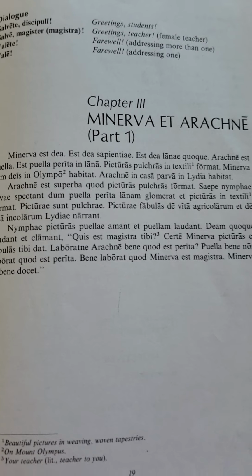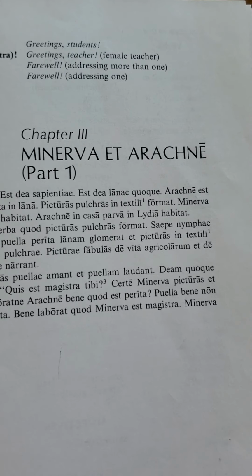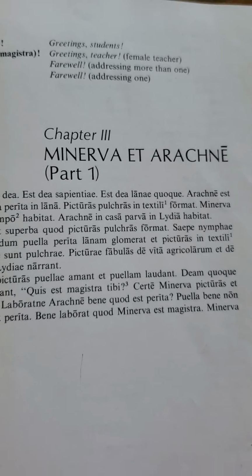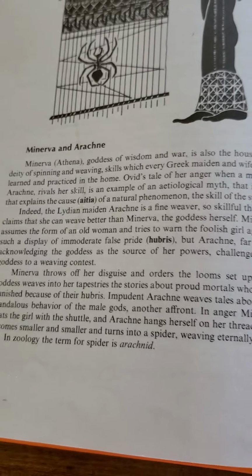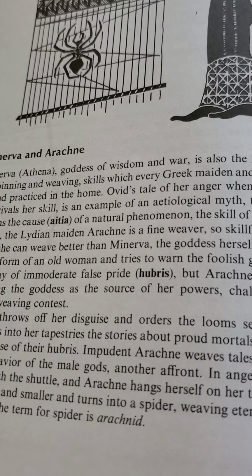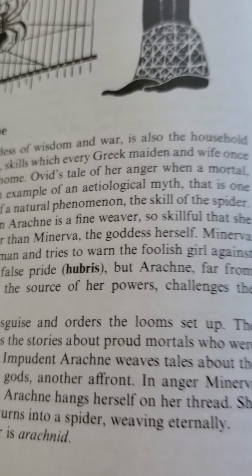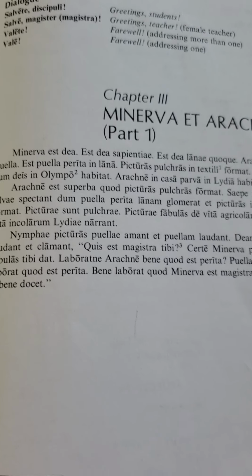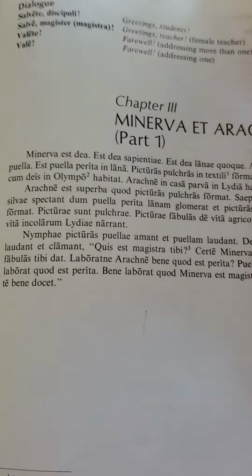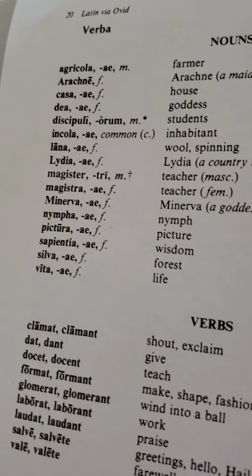So anyway, the story of Minerva and Arachne is an origin myth. It tells where the arachnid comes from. So Arachne is a maiden, and she's eventually going to be turned into a spider. So on page 18 is the story of Minerva and Arachne, and Arachne is going to get changed into a spider because she has hubris, false pride. So that's the Latin story that y'all are going to translate. And it's fun. So to get started, let's turn to page 20 on the vocab.